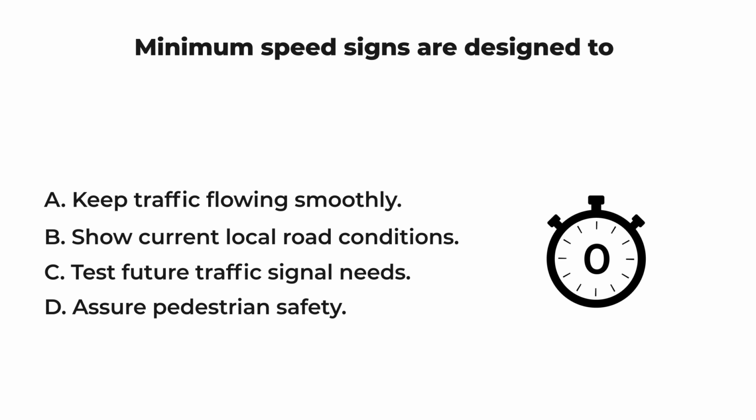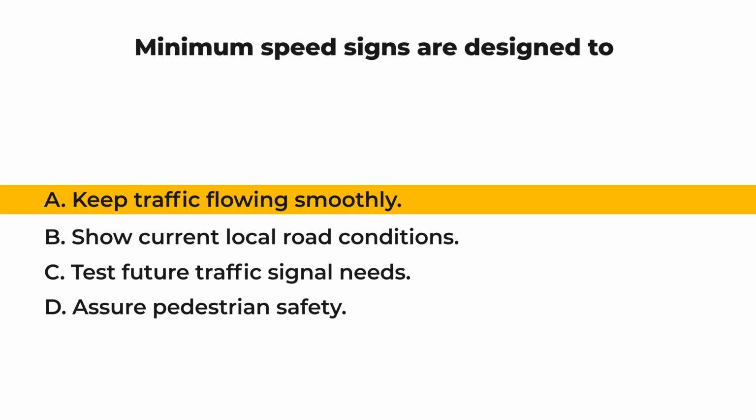It is time to see what you have done. Let us check your result. A. Keep traffic flowing smoothly. To keep traffic flowing smoothly, some highways also have minimum speed limits. Driving slower than the minimum speed can interrupt the traffic flow and create a dangerous situation.